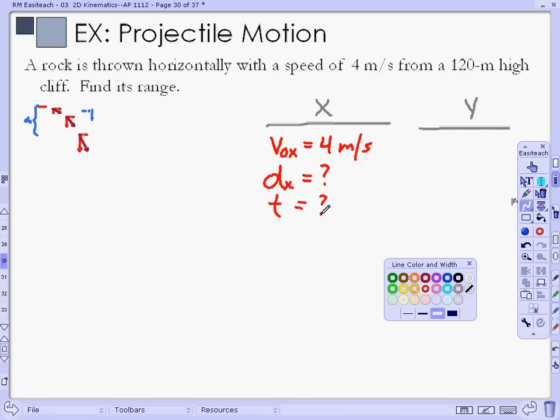The rule, and I've stated the principle, and the principle is that you look at the horizontal and vertical motions separately. But what ties those motions together is time. They will have the same time, because although those two motions occur separately, they occur at the same time.